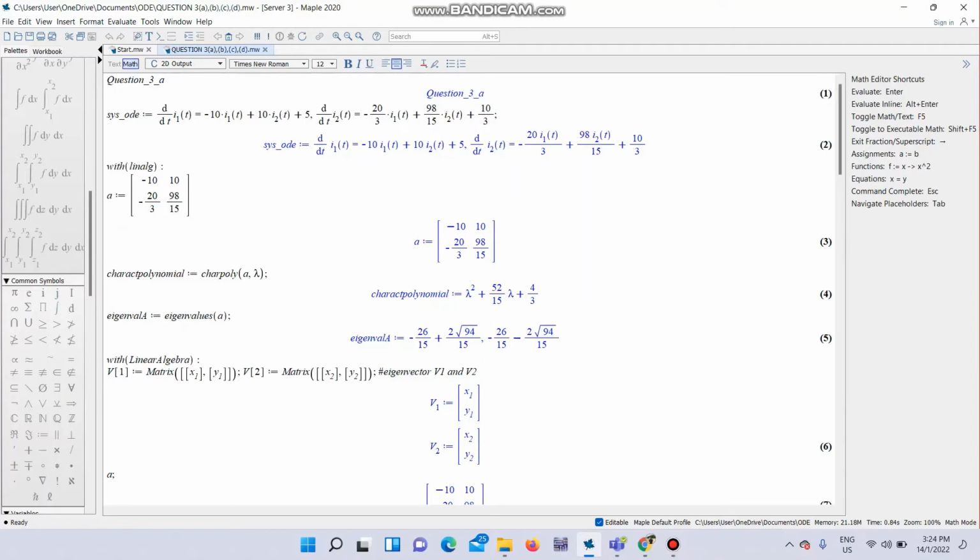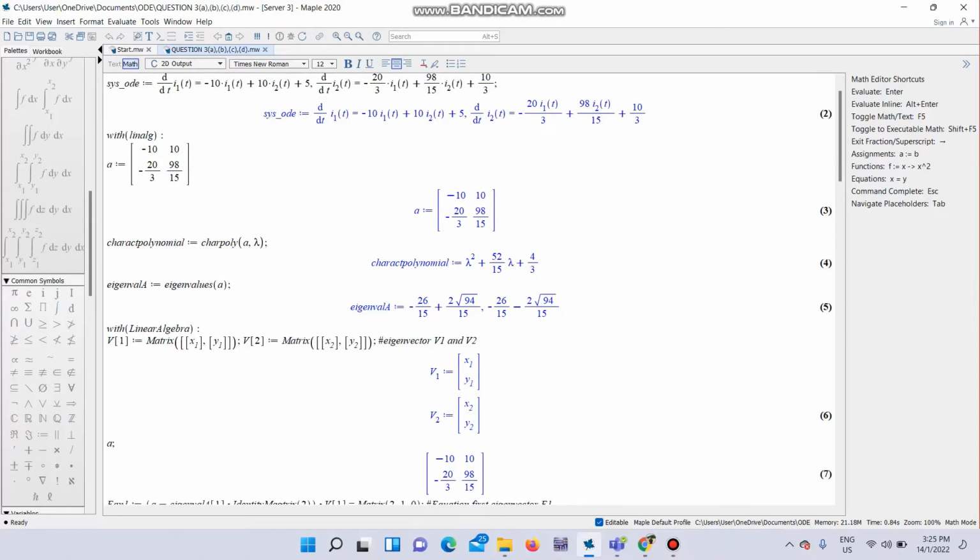The output is SYS_DE equal to d over dt I1(t) equal to negative 10 I1(t) plus 10 I2(t) plus 5, and d over dt I2(t) equal to negative 20 I1(t) over 3 plus 98 I2(t) over 15 plus 10 over 3. So this is the matrix. The matrix that we get is negative 10, negative 20 over 3, 10, 98 over 15.